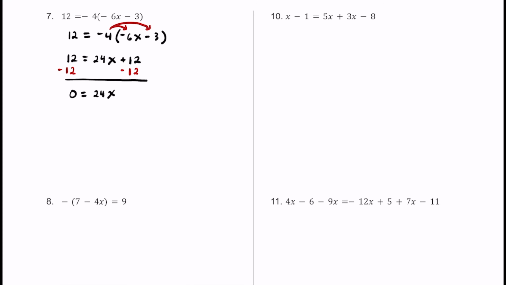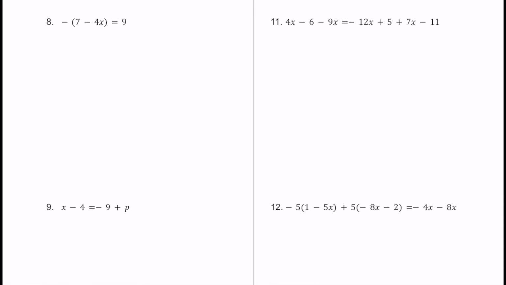Okay, now 24 times something is 0. The only thing that could be is 0. So if we go ahead and divide both sides by 24 here, on the left side, we're going to get 0 divided by 24. That's still going to be 0, right? So we can go ahead and write 0. And on the right side, 24 over 24 is 1, or 1x. So we can say 0 is equal to x. I like turning it around and writing x equals 0 though, so let's go ahead and write that.